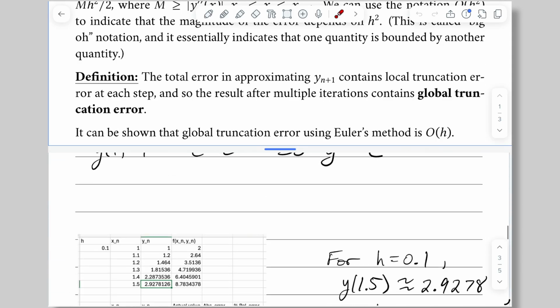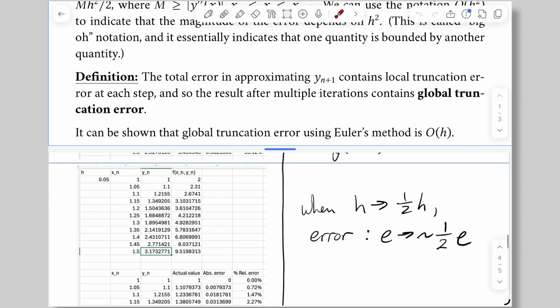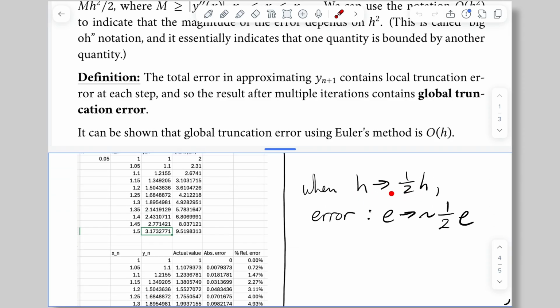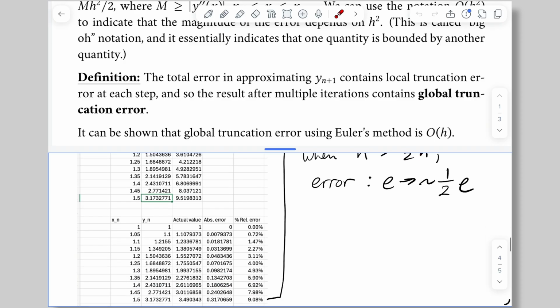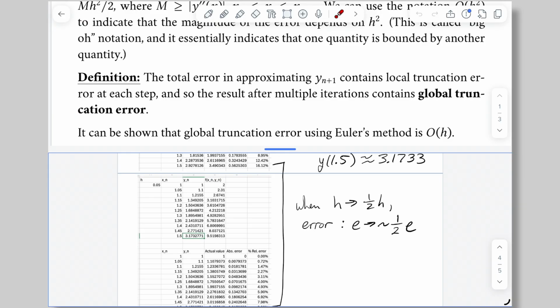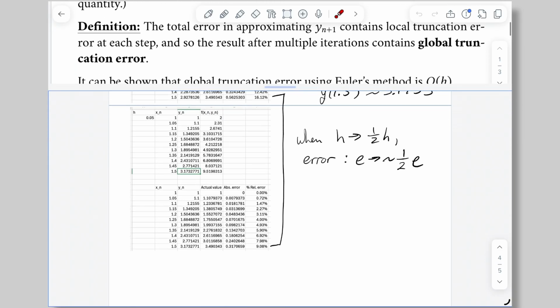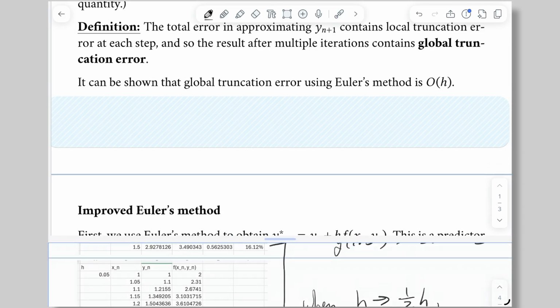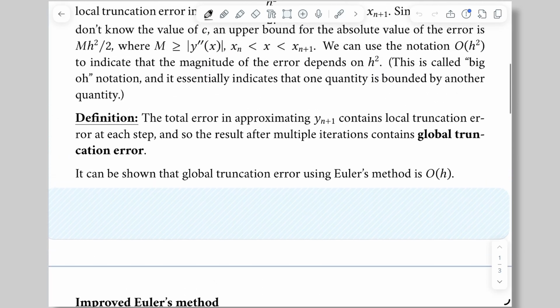Back to what we saw when we first saw Euler's method, remember when h was cut in half, the step size was cut in half, the error was cut approximately by 1/2. It wasn't exactly equal to a half. A 16% error was cut down to a 9% error, but error is big O h, and I'm giving you that so that we can contrast it with something we're going to see in the current lesson.